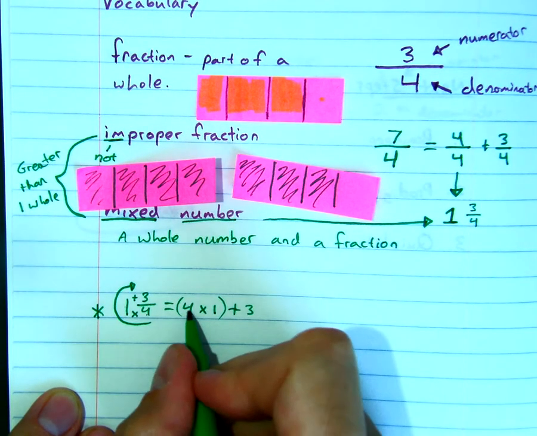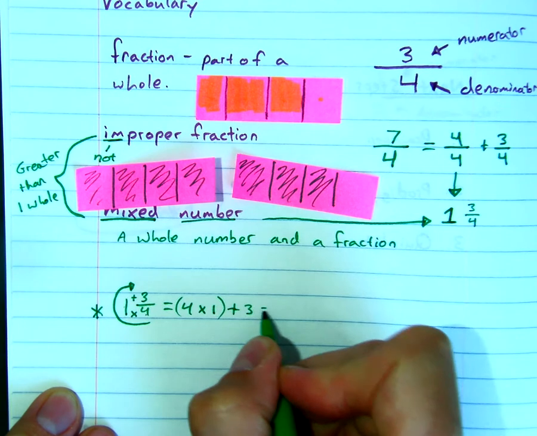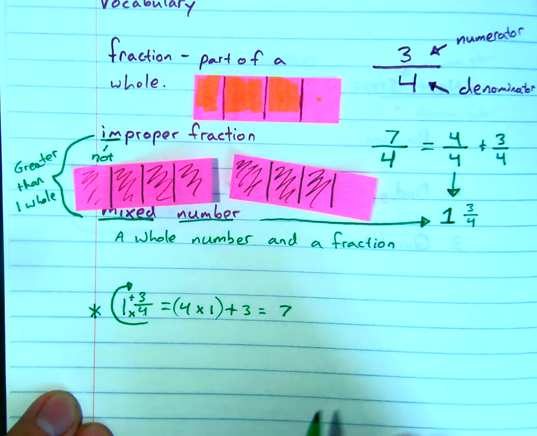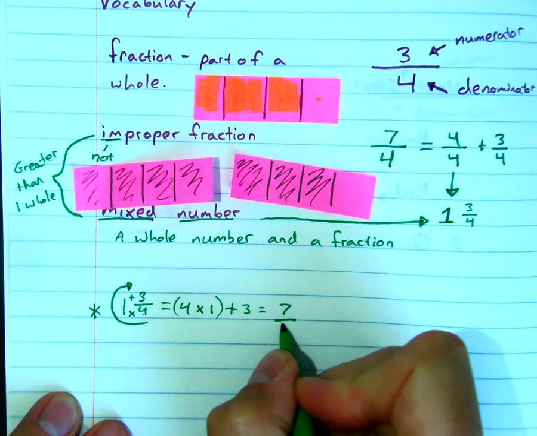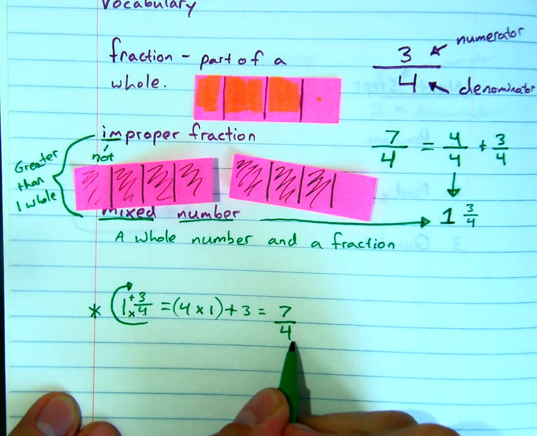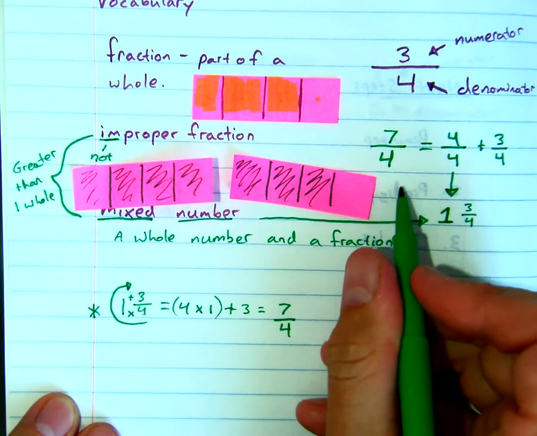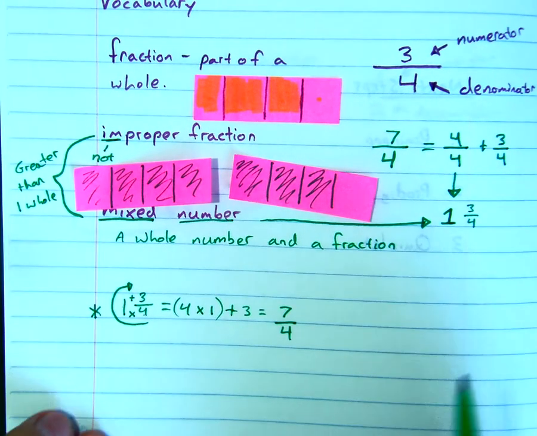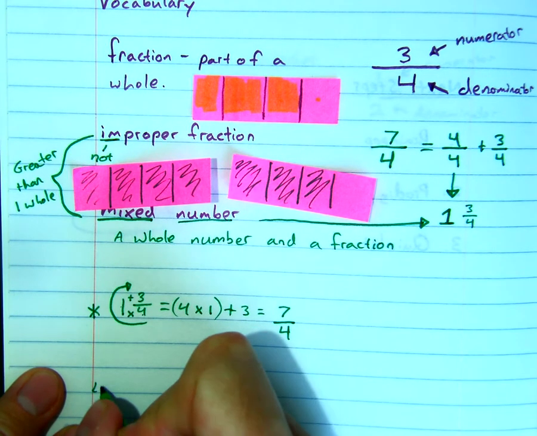So what is 4 times 1? 4. We add 3, we get 7. Now, look back at our denominator, it's 4. Let's keep it. So 1 and 3/4 is the same as 7/4. 7/4 is what we started with. Now, let's see if I can draw this real quick.